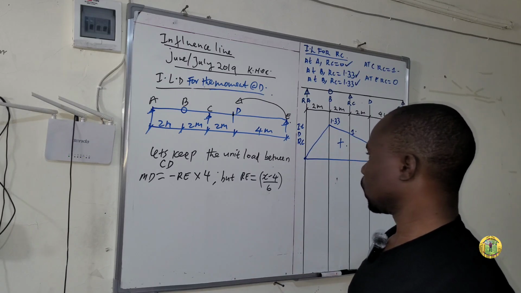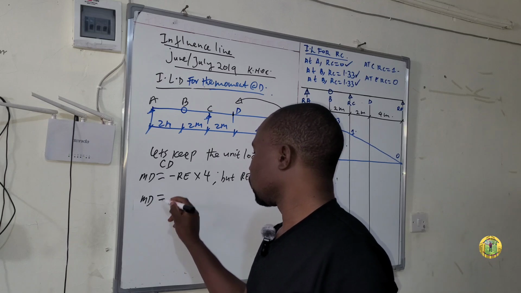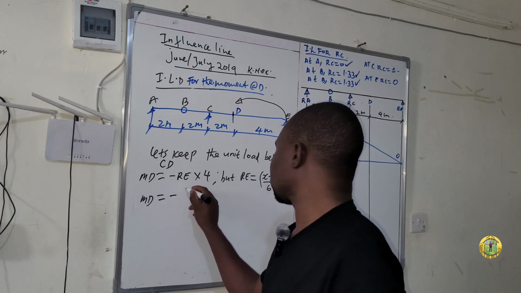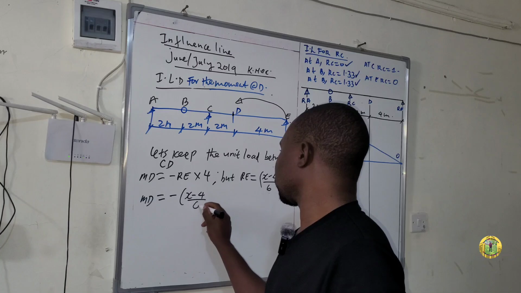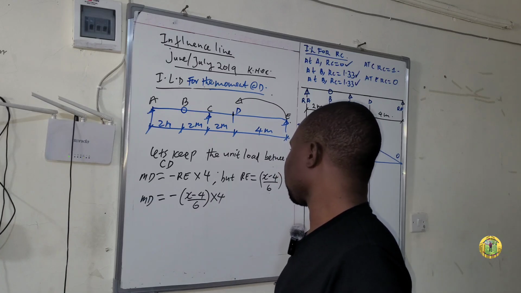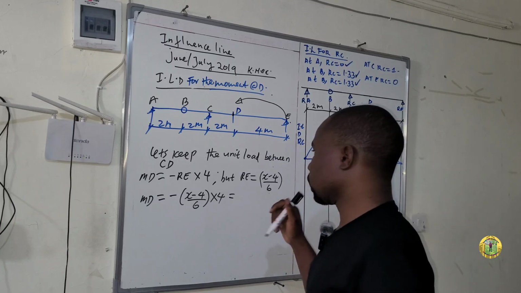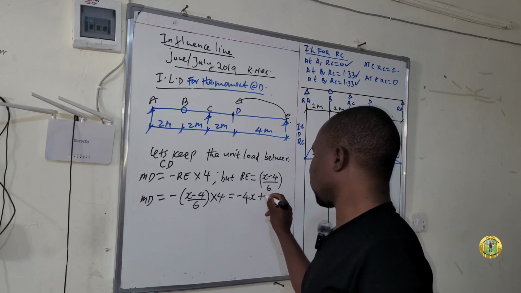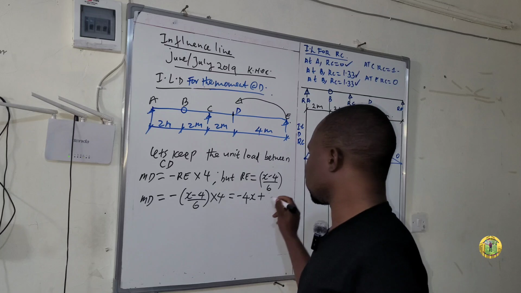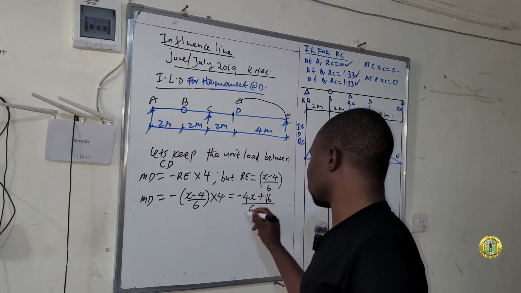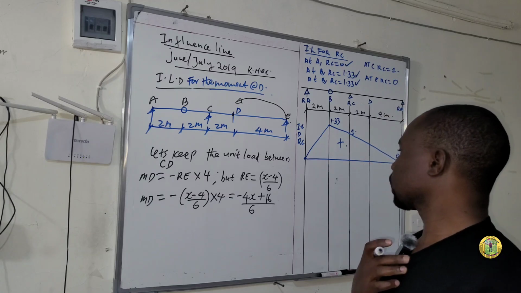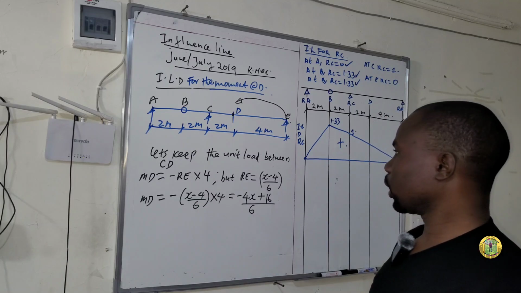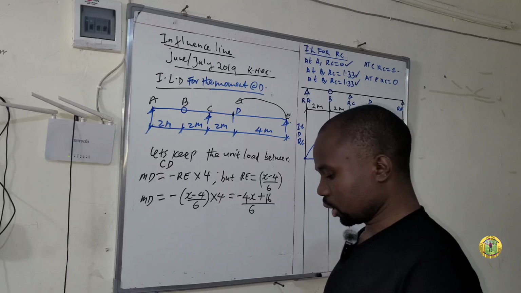So it means MD is equal to minus RE, which is x minus 4 over 6, so minus x minus 4 over 6 times 4. So this one is equal to minus 4x plus 16 all over 6, if we open the bracket. So let's now find the ordinates.